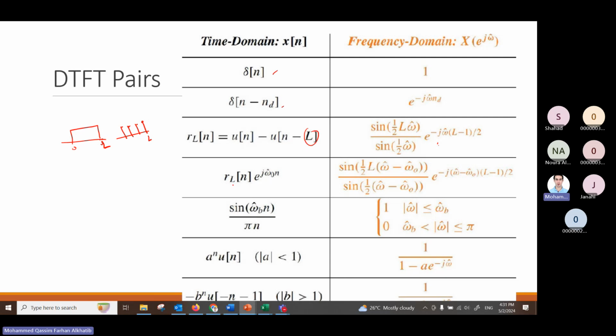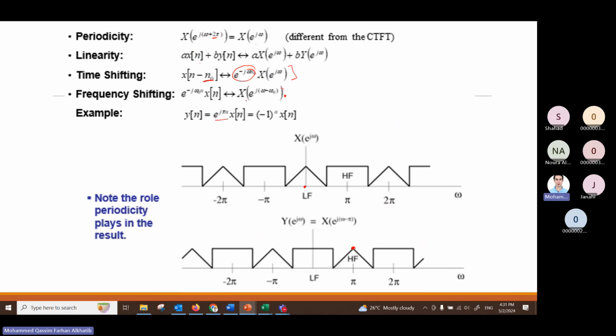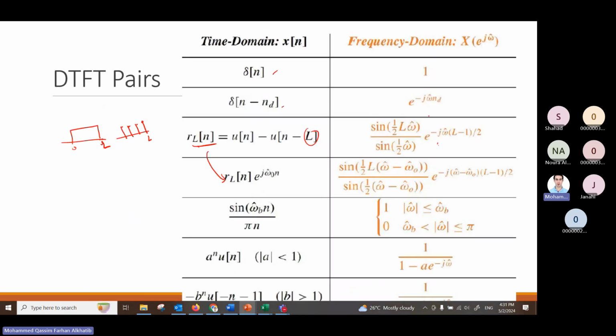Here, R of L weighted by e to the power j omega naught n. You have this expression and multiply it by e to the j omega naught n. Remember, multiplication in the time domain leads to a frequency shift in the frequency domain. So for each omega, it becomes omega minus omega naught, so all of the omegas will be omega minus omega naught.